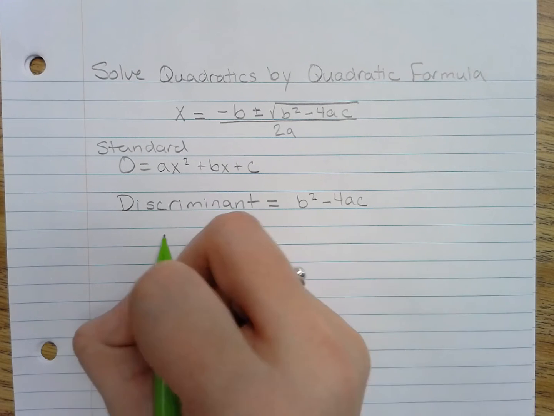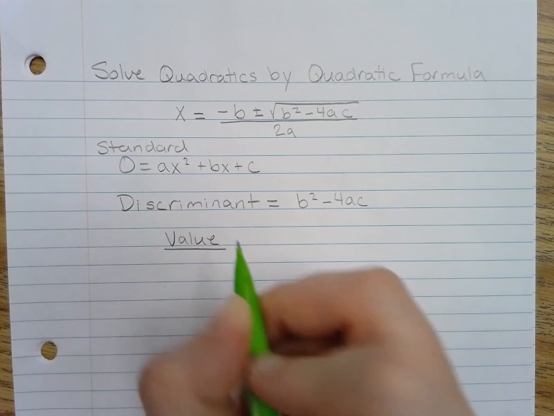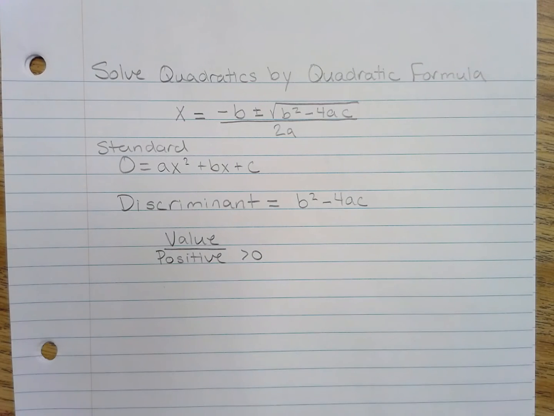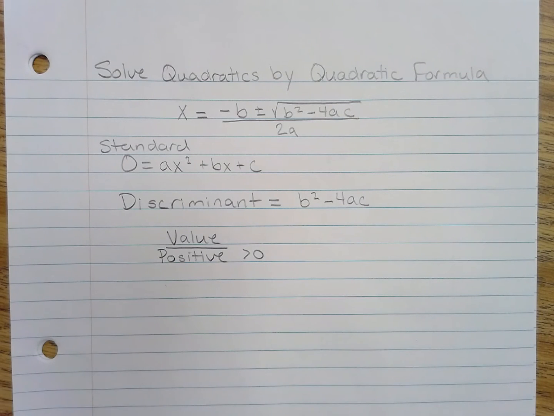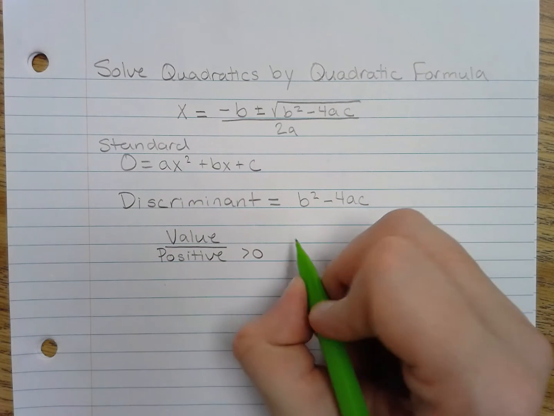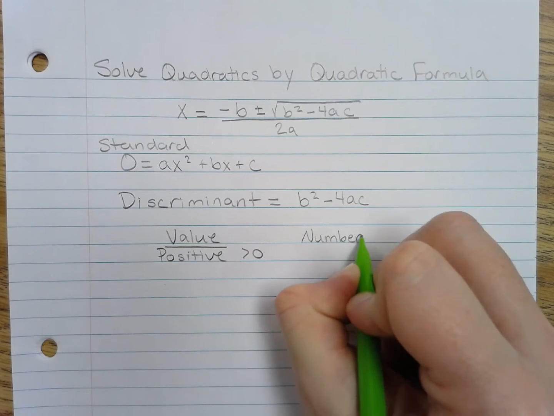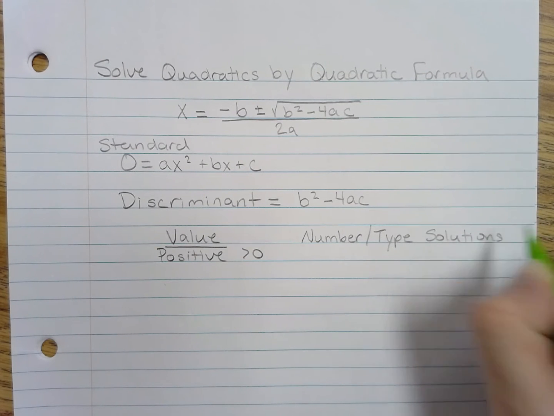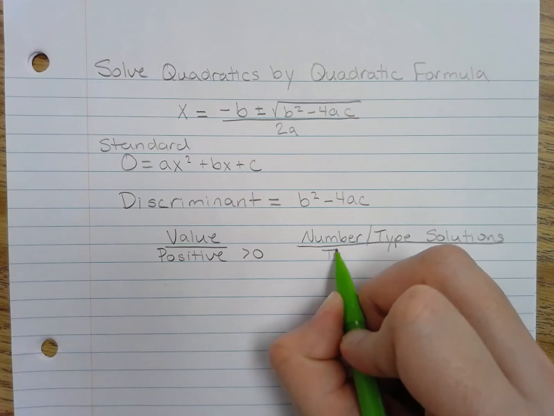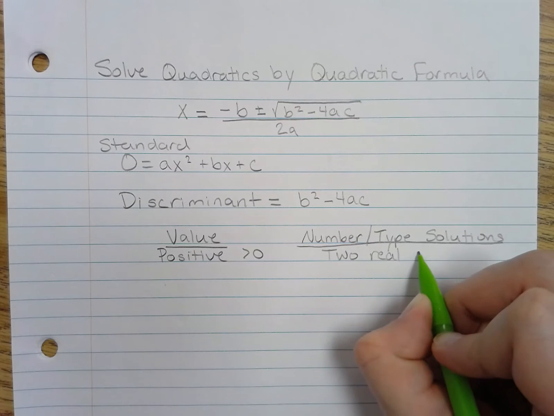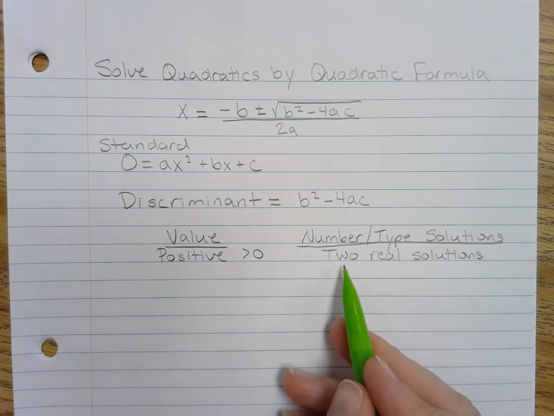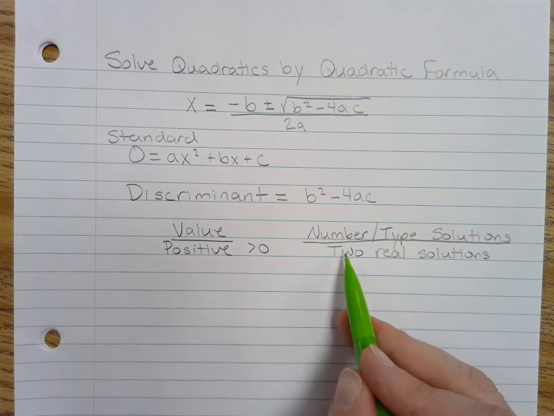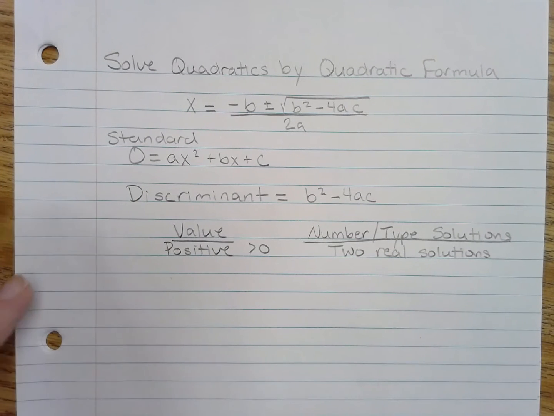So if the value of your discriminant is a positive number, so that means that it's greater than 0. If you work out the discriminant, b squared minus 4ac, and you get a positive value, then that means for the number of solutions and the type of solutions, that you will have two real solutions. So you would solve the quadratic, which we will not do yet. We're just going to talk about the discriminant, but you could continue solving and find those two real solutions with the quadratic formula.